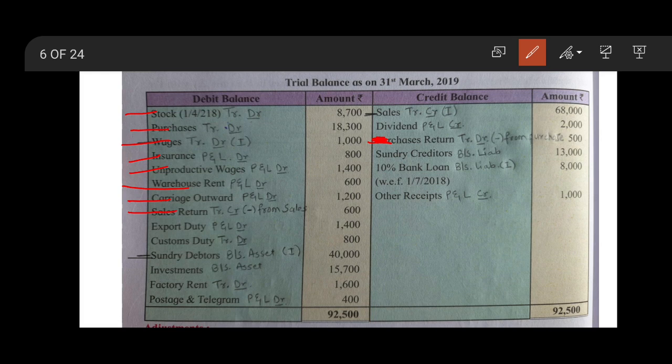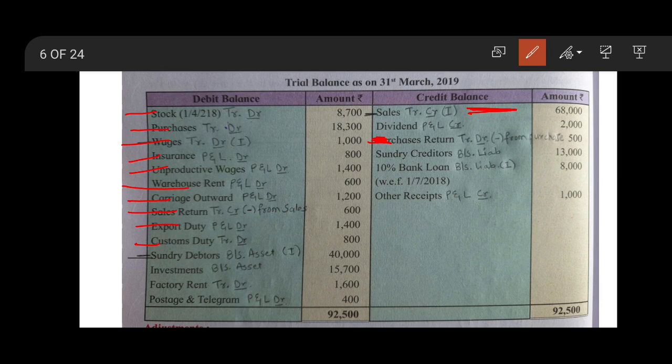Sales return, we write to the credit side of trading account and it is deducted from the sales balance. Here on the credit side we have sales, so you can go to the credit side writing by sales 68,000 in the inner column and the sales return will be deducted out of it. But after deduction of sales return, you will keep the balance in the inner column only, as we have an adjustment on it. Next is export duty, profit and loss account, debit side. Custom duty, trading account, debit side.